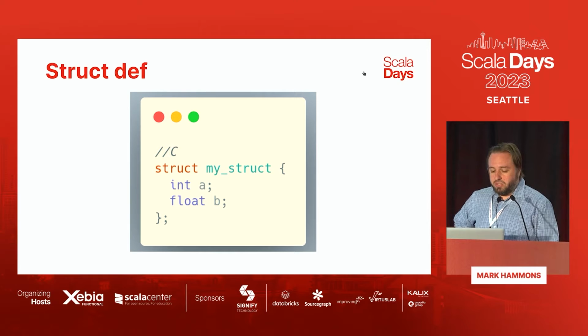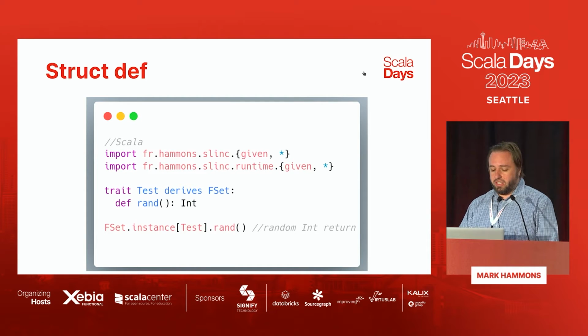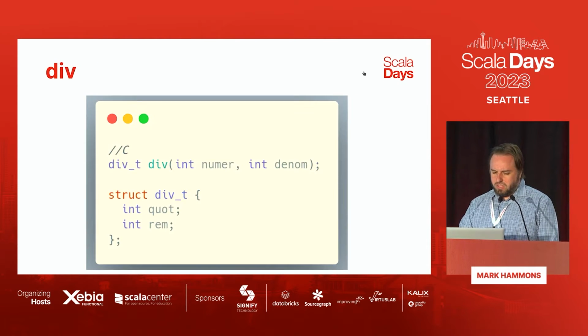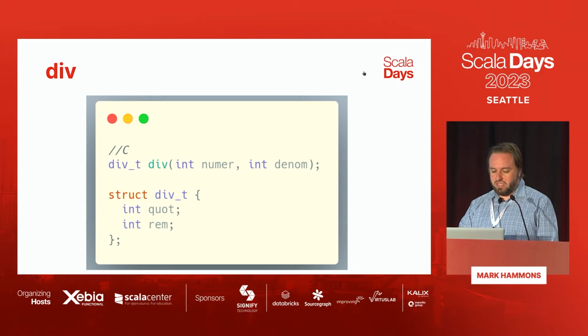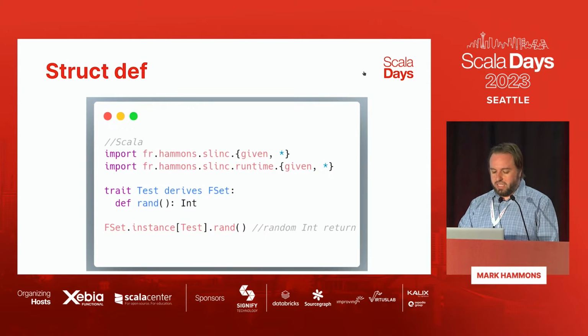If you wanted to create an analog of a struct in Slinc, it's fairly simple as well. You have here a struct named myStruct. It has a first field named A, that's an int, and a second field named B, that's a float. And the equivalent in... I lost my code there for that. Okay, well, we'll go ahead and look at a different example then.